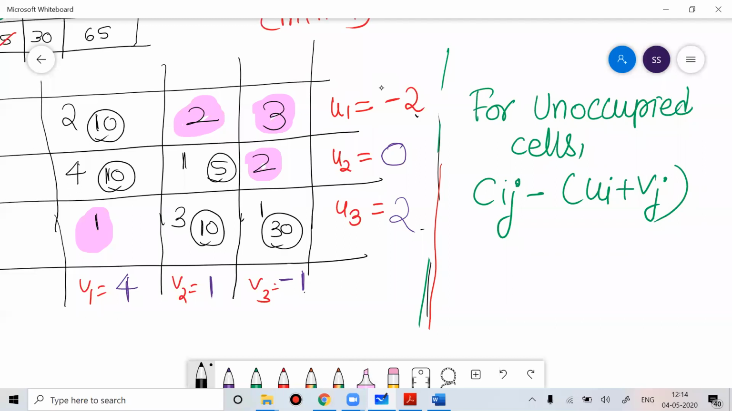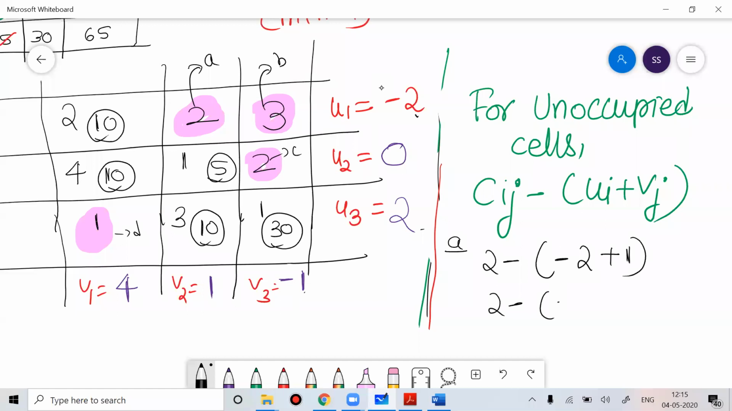Okay, quickly. Now, if you see this cell, guys, I hope you're understanding. If I talk about this first one, suppose this is A, this is B, this is C, this is D. For this cell, right now I'm doing for A. What is the cost? Cost is 2 minus ui. What is ui? Minus 2. And what is vj? That is 1. So 2 minus (minus 2 plus 1), that would be 3. Positive means no problem. Positive. Everyone is understanding now.